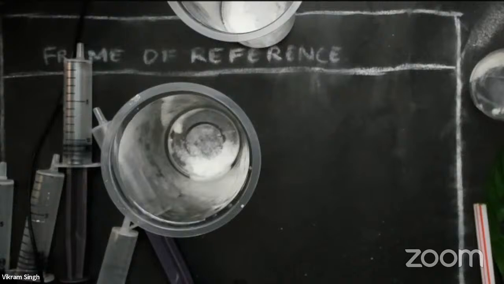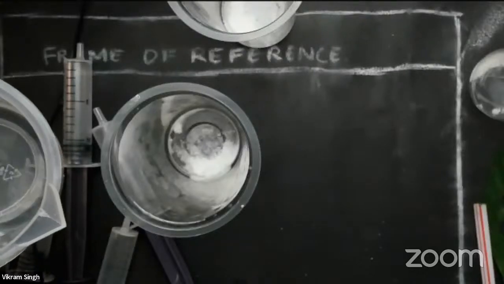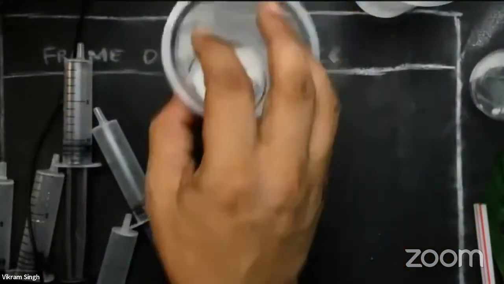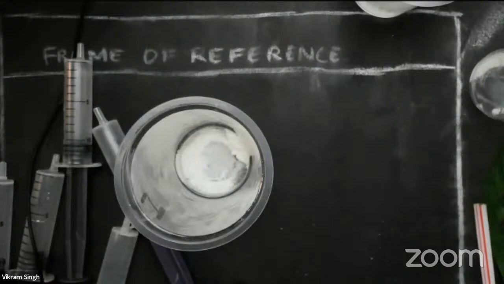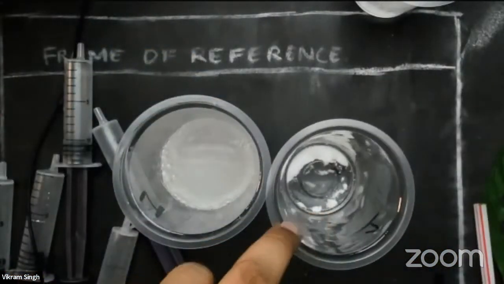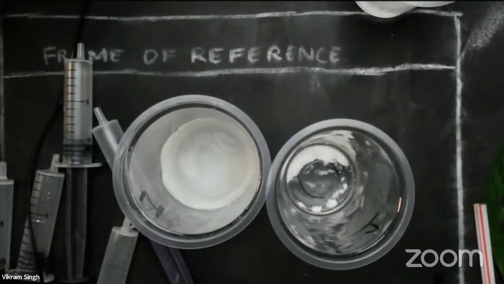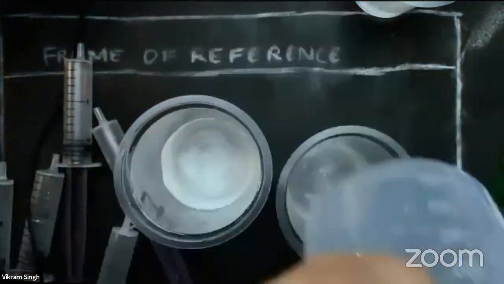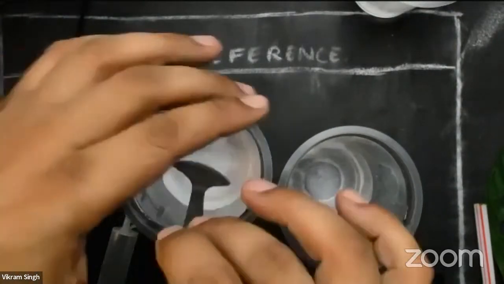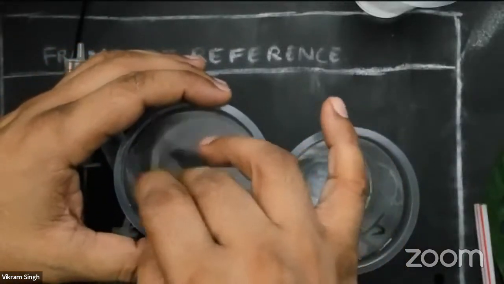Put 100 ml of water in each. 100 ml in number 2, 100 ml in number 4, and 100 ml of water in number 1 also. Okay, so we have added the same amount of water in the different beakers, and we will mix it.